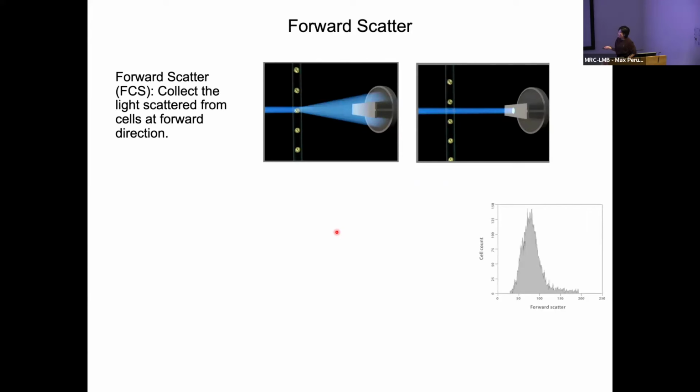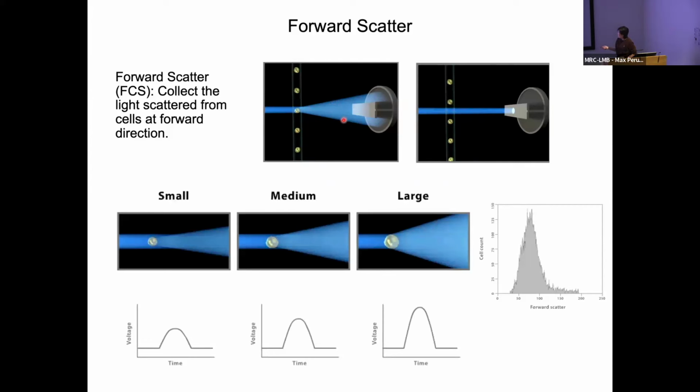Putting the fluorescent signal aside, the flow cytometer gives you two free parameters, which are forward scatter and side scatter. When cells enter a given laser beam, the cells themselves diffract light in all directions. We have a detector placed in the forward direction, collecting the light, basically facing the laser beam.